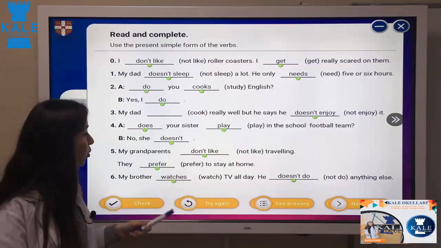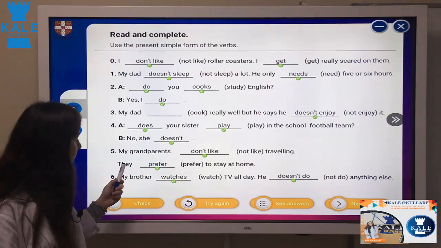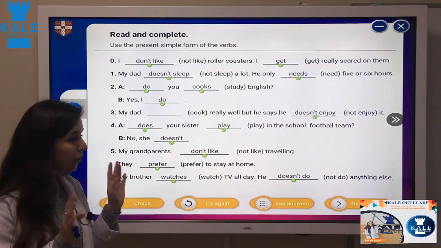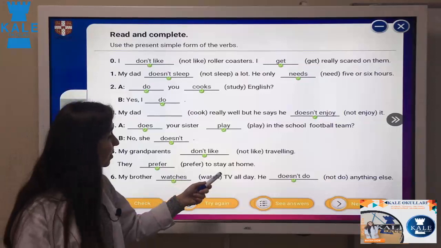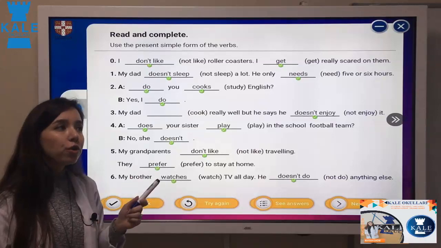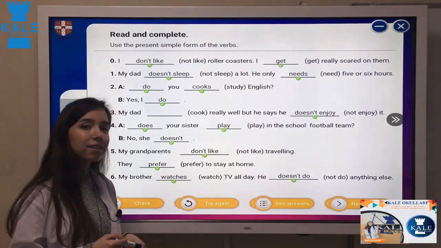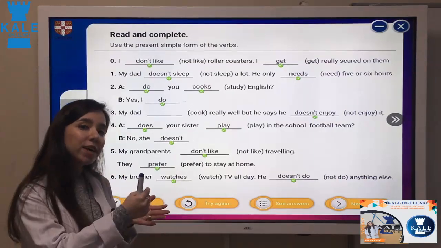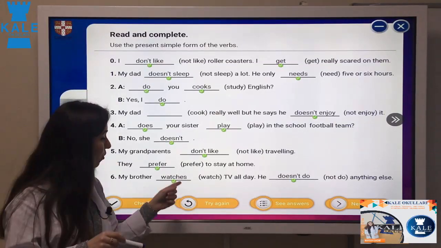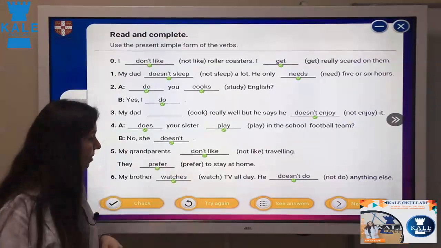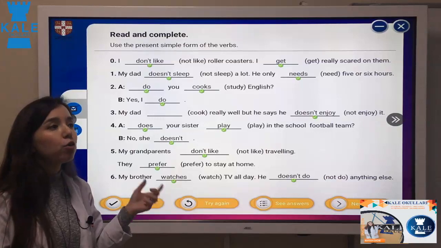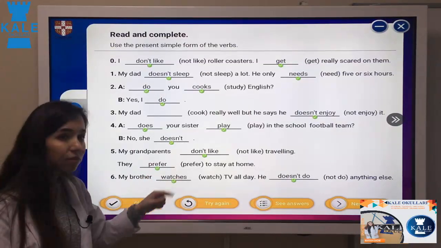They prefer to stay at home. Our verb is prefer, yes? And here we have they. You remember, yes? I, you, we, they, we use just the simple form without any S. My brother watches TV all day. My brother is he. So, we need to put S here. Do you remember why here we use ES, not S? Because I told you with the verbs that end in CH, SH, X, Z, we are going to put ES there, not S. So this is important, pay attention, because most of the time you ask how we can know when we use S, when we use ES. By this way you can understand.